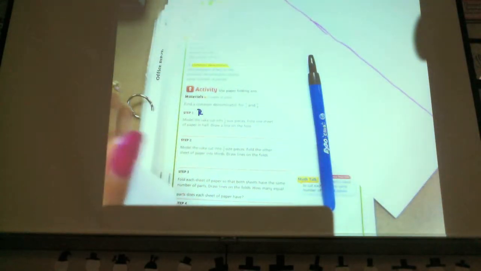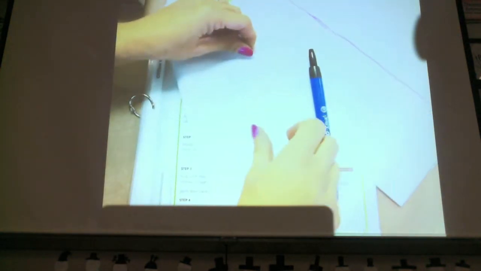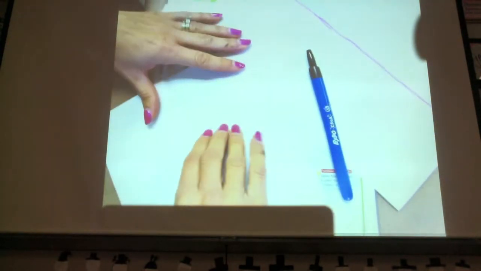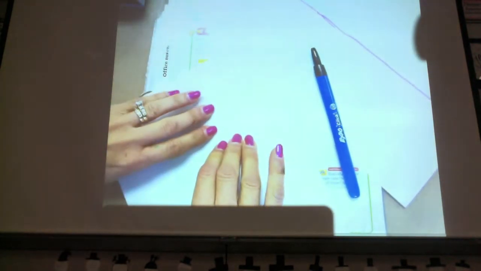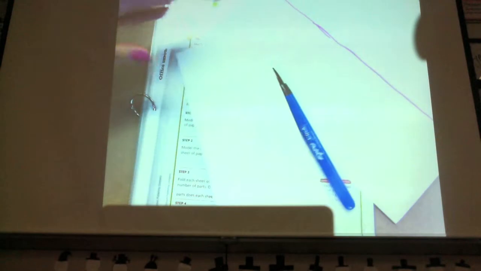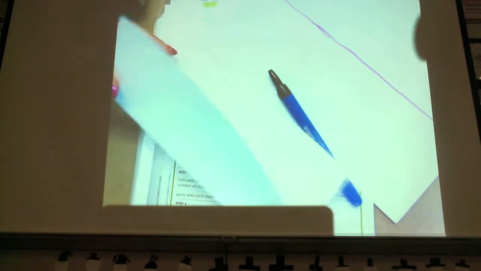Do they have to be perfectly equal? No. This is not art class. But we're just trying to get a visual. So the pieces should be about this size, see? If I open it.